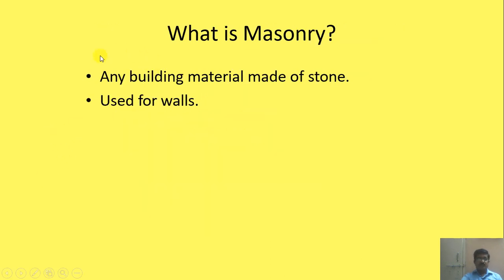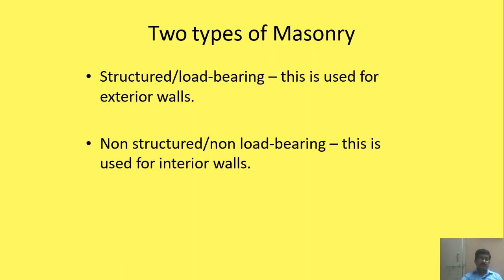What is masonry? We have seen various types of masonry. It is any building construction made of stones or blocks. Generally we are discussing walls whenever we discuss masonry, right? There are two types of masonry. One is structural or load bearing, where the load is on the masonry. This is used for the exterior walls. The second is non-structural or non-load bearing walls. This is used for the interior walls.